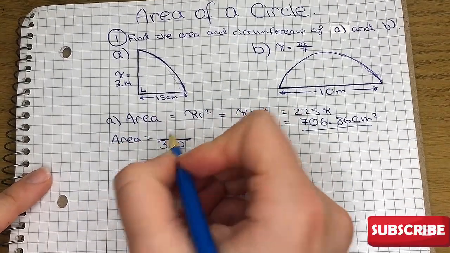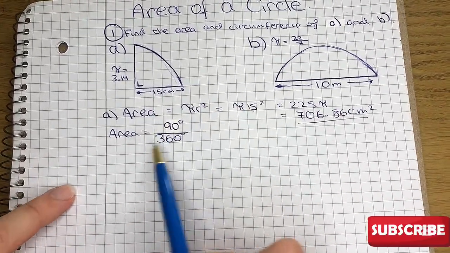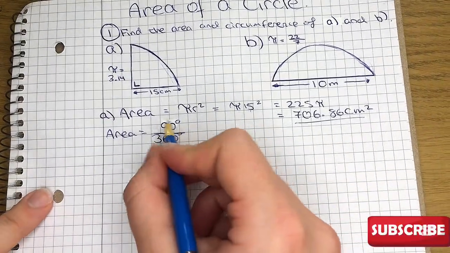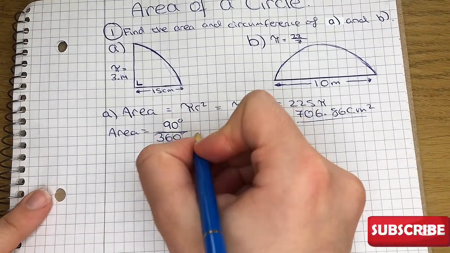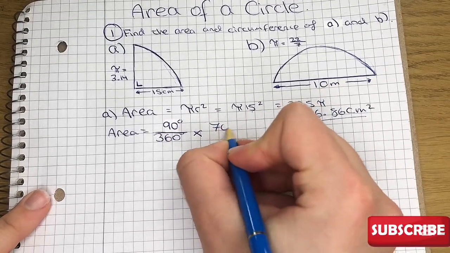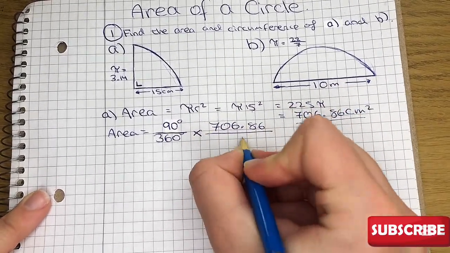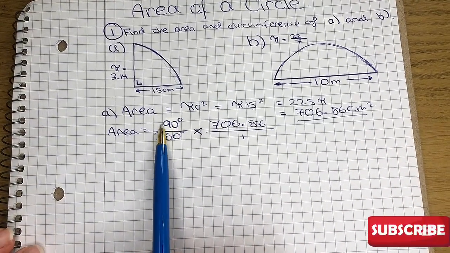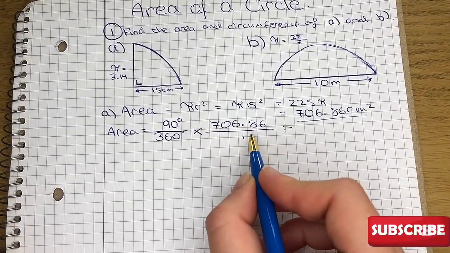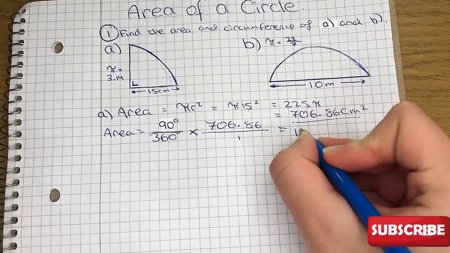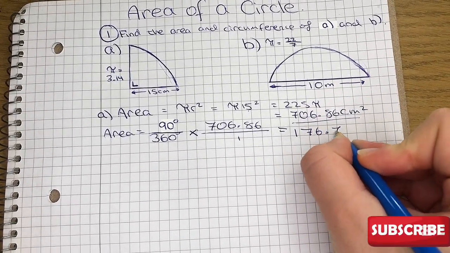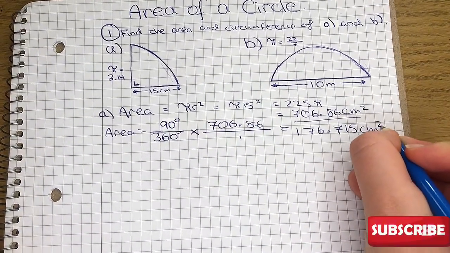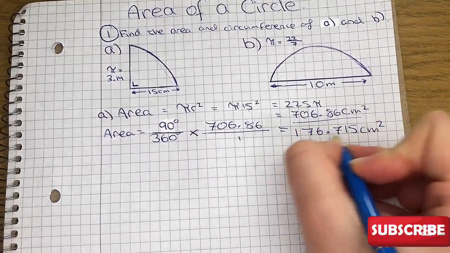So we are trying to find 90 degrees. This is what we are trying to find, one sector of a whole circle. So now that we know this so far, we can multiply this by 706.86 all over 1. So we can multiply this out to get 90 degrees. Then once you multiply this out, you should get 176.715 centimeters squared. So then this is the area.